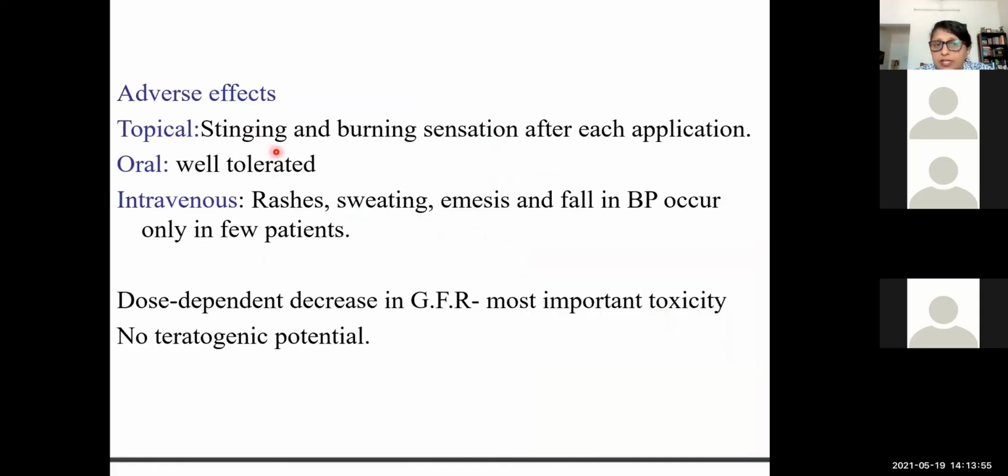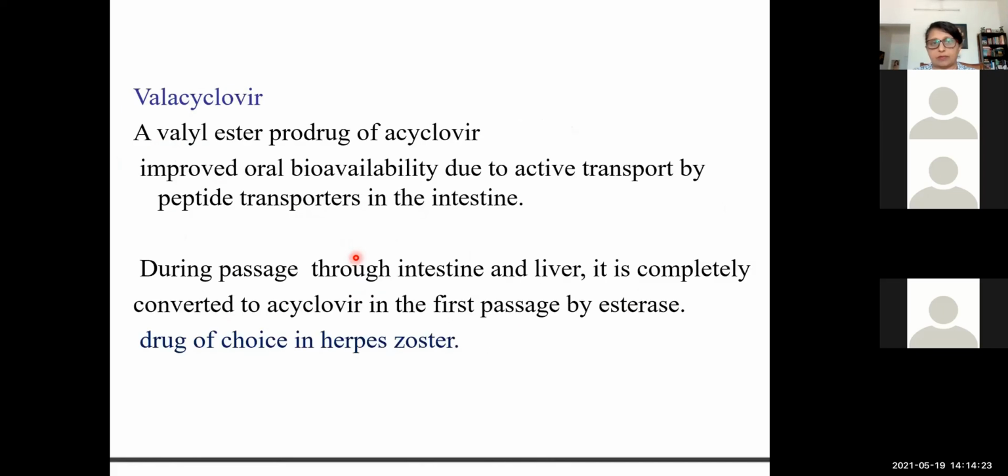Now, what are the adverse effects? When we are applying ointments, there will be a burning sensation. Orally, it is well tolerated. With intravenous use, rashes can occur. Falling BP can also occur in a few patients. Then there may sometimes be a renal problem, because there is a dose-dependent decrease in the glomerular filtration rate. This is the most important toxicity. Acyclovir is not teratogenic. So that was about acyclovir.